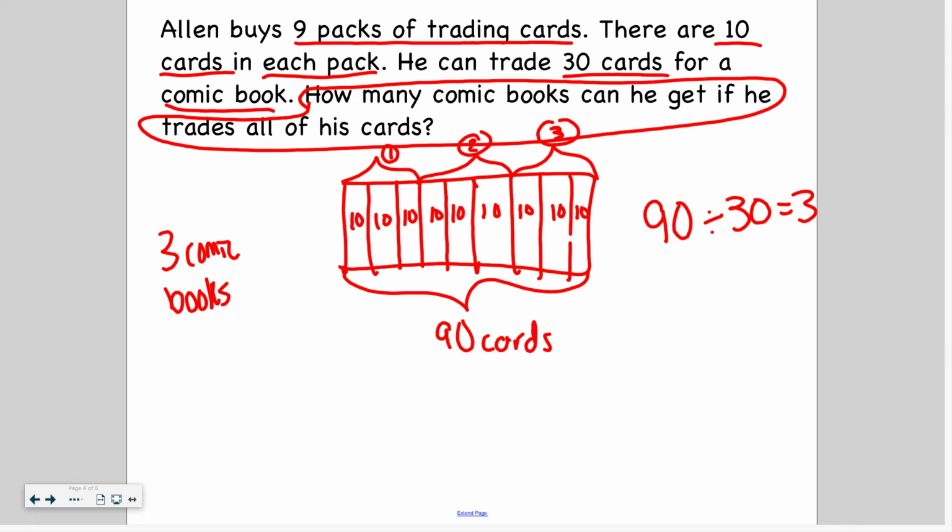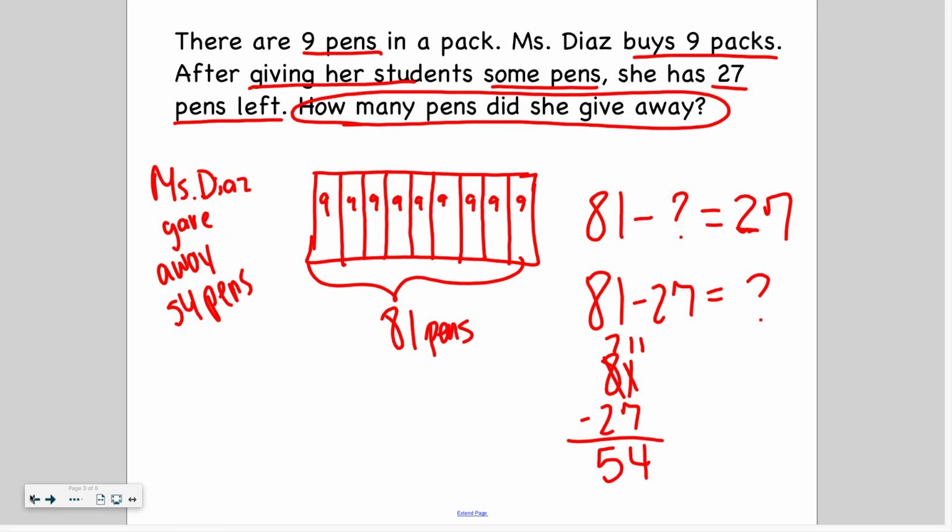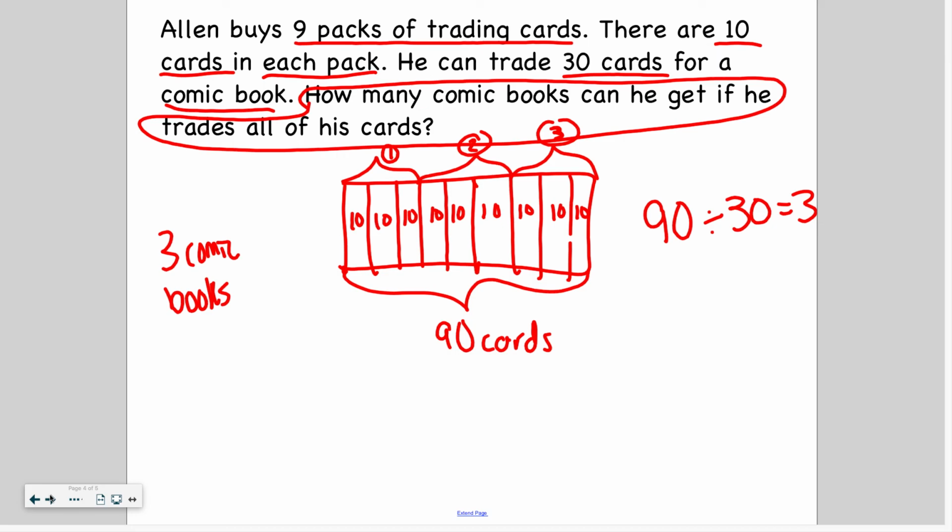Some of them are 1 step and some of them are 2 steps. So read carefully and think: is there any missing information that I need in order to solve this? Then it's probably a 2-step problem. For example, for this one, I needed to know how many cards he had in order to be able to solve. So to figure out the number of cards he had, I had to multiply the 9 packs times the 10 cards. And the same for the problem that I did. I did not know how many pens Miss Diaz had, so I had to first figure that out. So if there's any information that's missing, it's probably a 2-step problem because you need to first solve for the missing information, then use that information to answer the question.